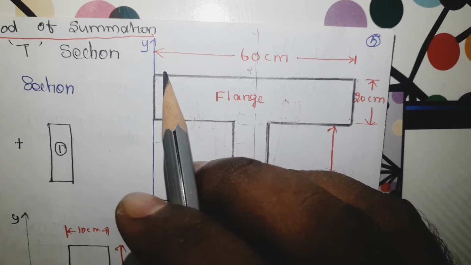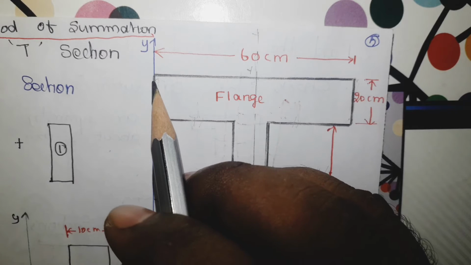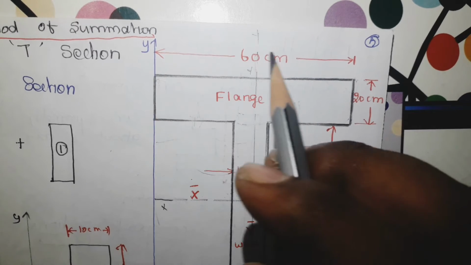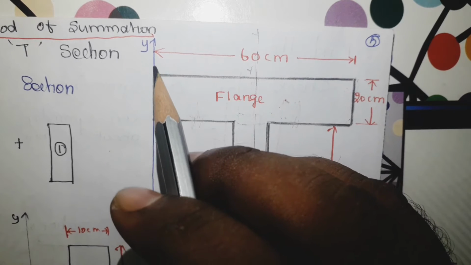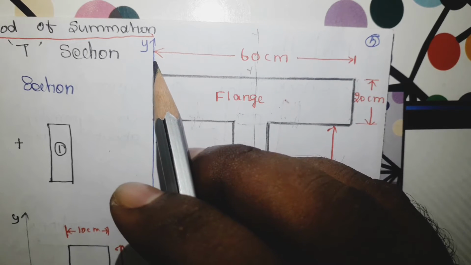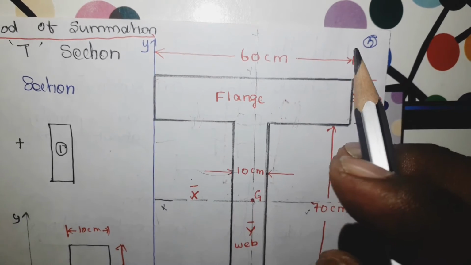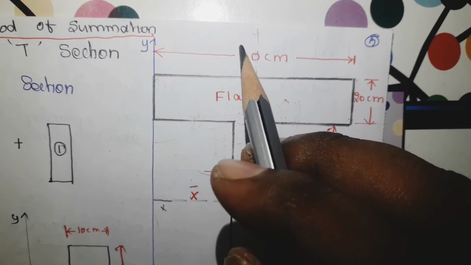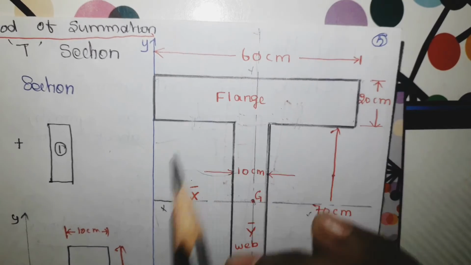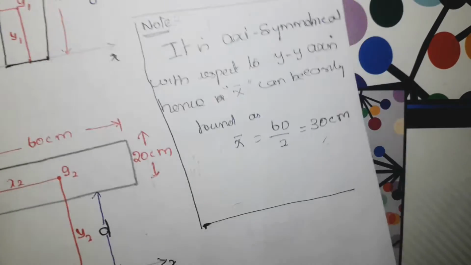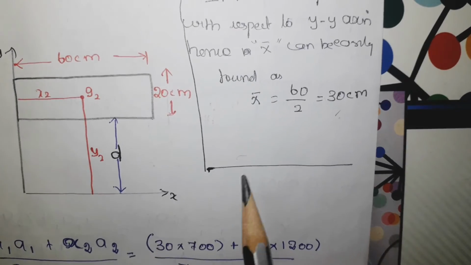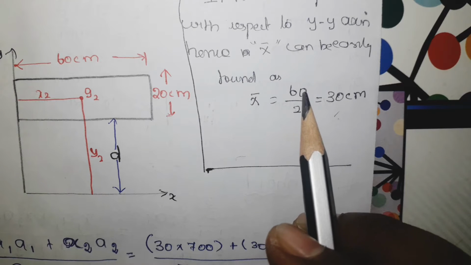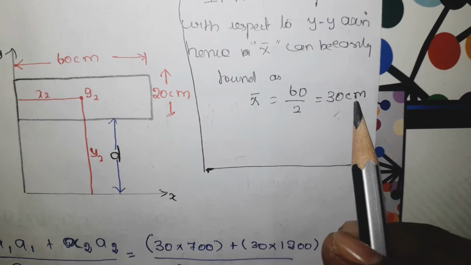It is like getting the maximum dimension. Maximum dimension means in the horizontal direction, this is the dimension 60 centimeter from the y axis, the origin point, to the extreme part of the T section. So here the maximum dimension is 60 centimeter. You just take that dimension and divide by 2, you will get the answer for x bar. So the maximum dimension here is 60 by 2, which is equal to 30 centimeter.